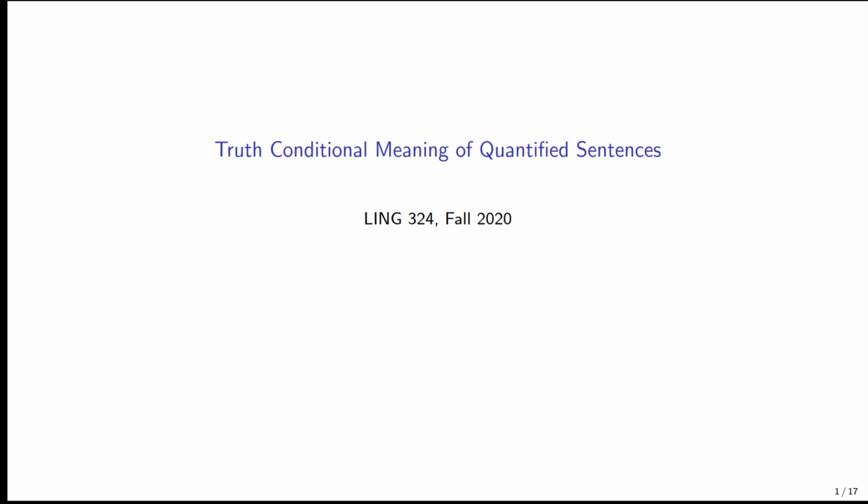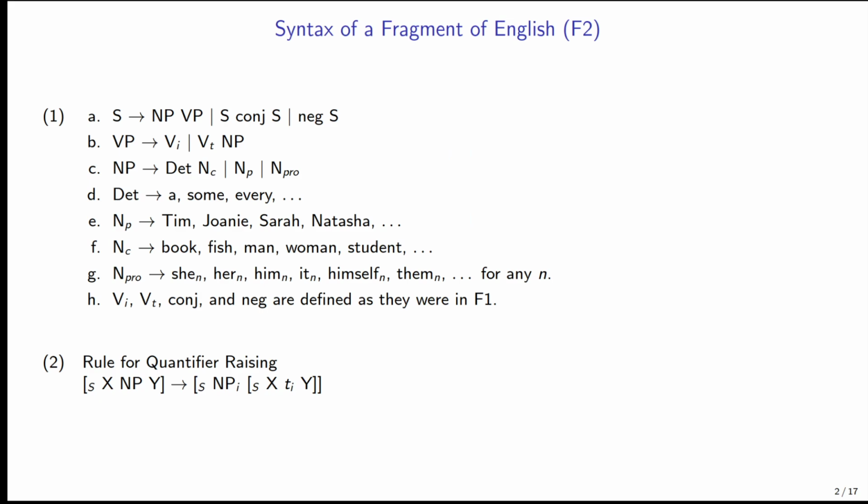Alright, this video will talk about the syntactic structure of scope ambiguous sentences along with our new fragment of English, F2. So let's see what we can do in our new fragment of English that we couldn't do in our old fragment. Well, the first nice thing is that we now have NPs. We don't just have SNs. So we can now do an S to NP VP sentence.